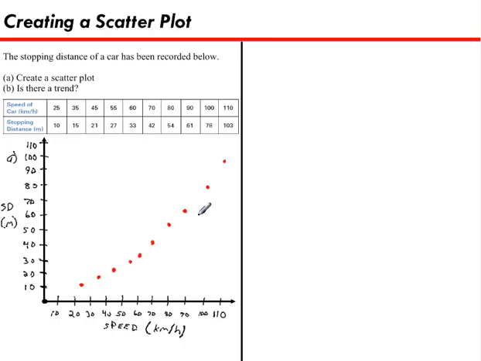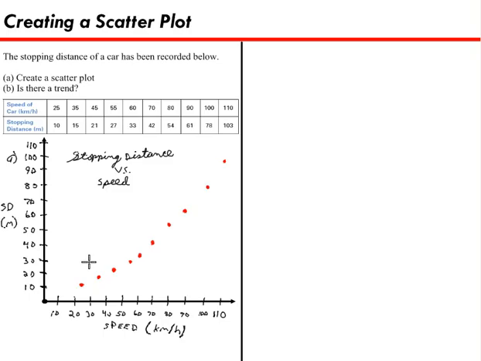And there you have it. There's all our data points labeled on the scatter plot. Now the very last thing we should do is add a title so that anybody looking at our graph knows exactly what we're showing. We'll add a title right up here. We'll just call the graph stopping distance versus speed.